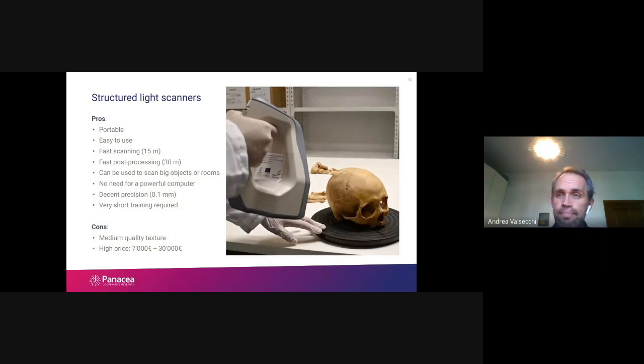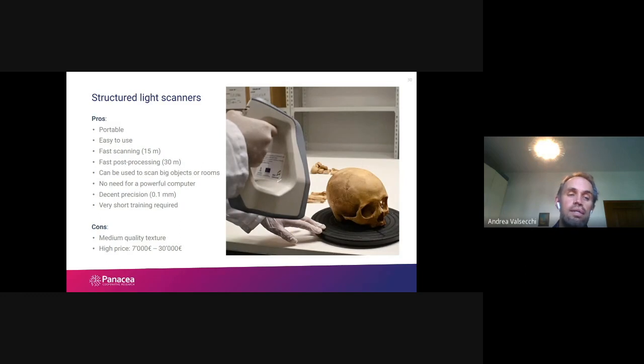Pros and cons. Well, pros: these systems are usually easily portable. They are easy to use. The scan is pretty fast. I reckon, for instance, 15 minutes. After the scan, there is a post-processing phase, which is usually quick, half an hour. Maybe you need to clean the mesh a little bit manually and leave the computer running for a little bit, but it's not that long.